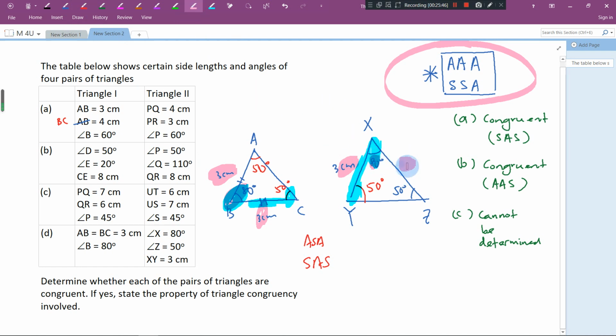How do I know this must be 3 centimeters? You look at the angles here. If these two angles are the same, then we know that this triangle is actually an isosceles triangle, right? So this 3 centimeters, definitely here will be 3 centimeters as well. So in this case, we can use either angle, side, angle, or side, angle, side. They are congruent.